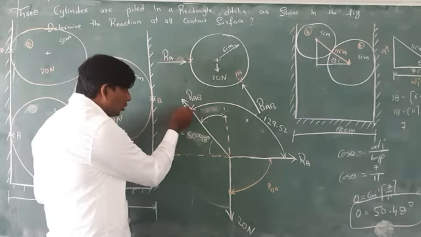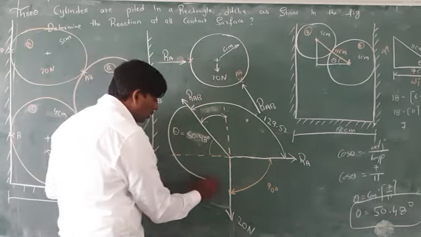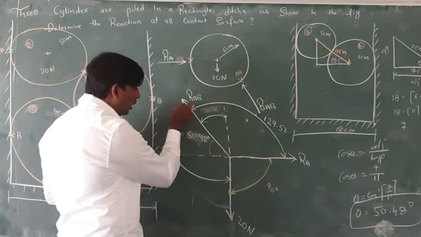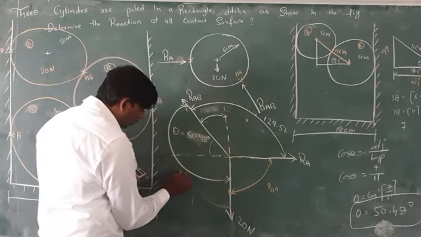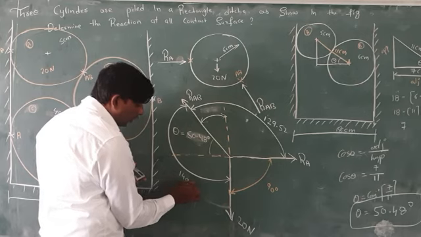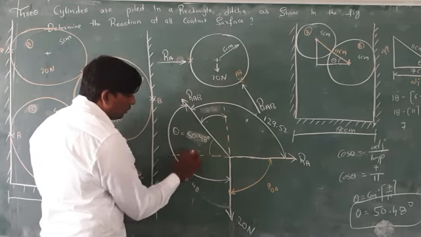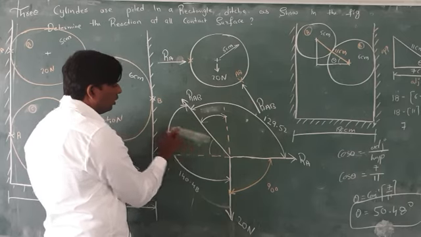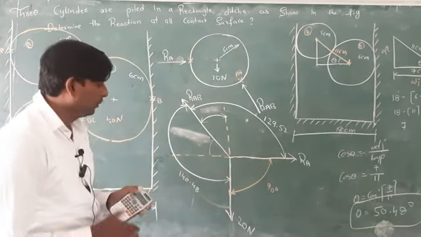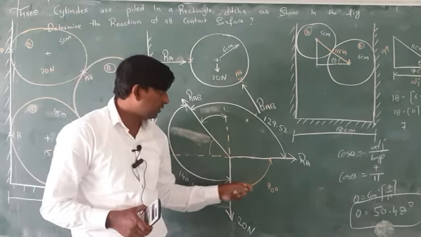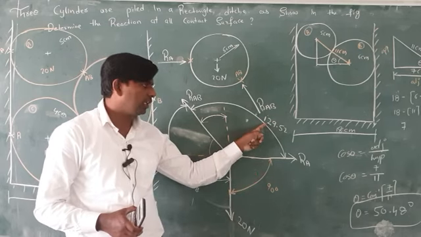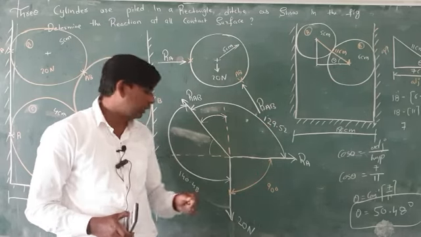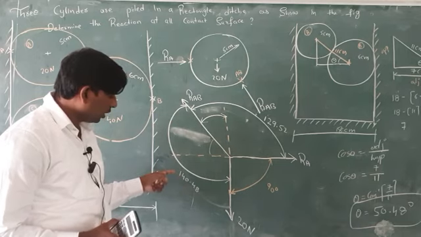So from here to here you know the angle, it is 140.48. From here to here it is 90. From here to here it is 129.52, and from here to here how much is it?